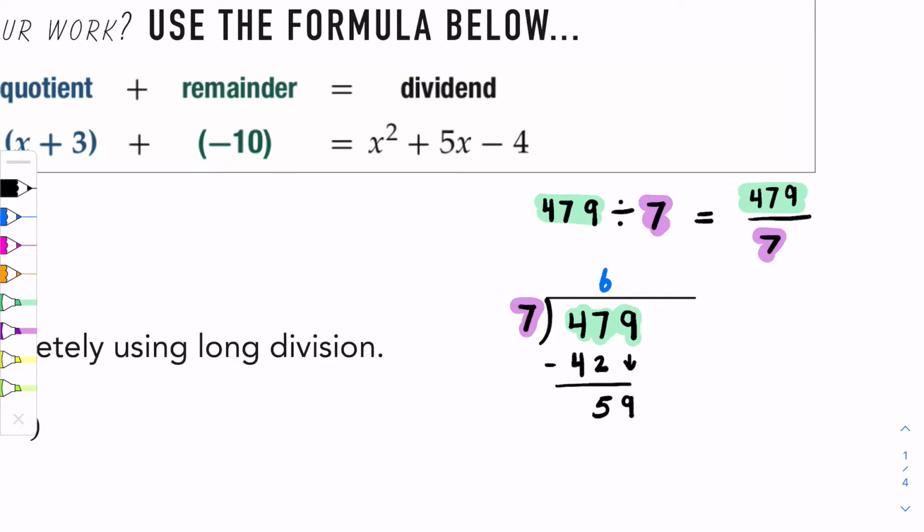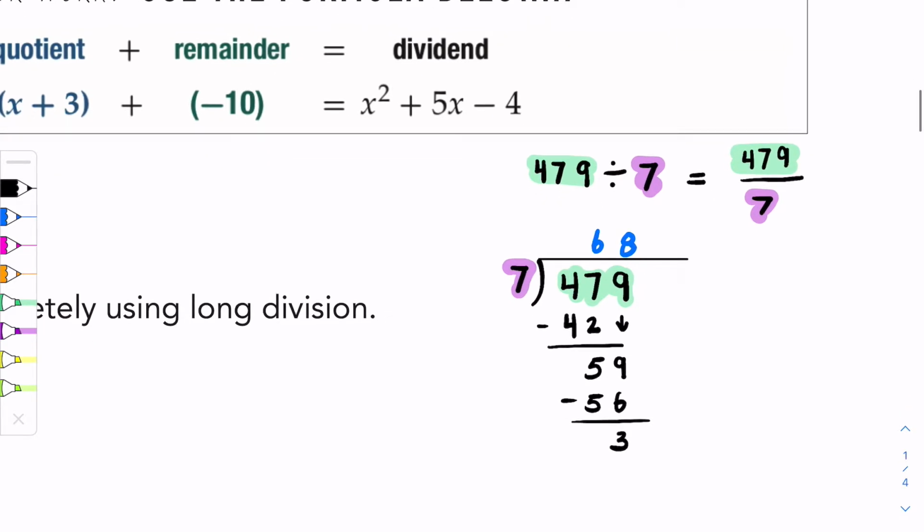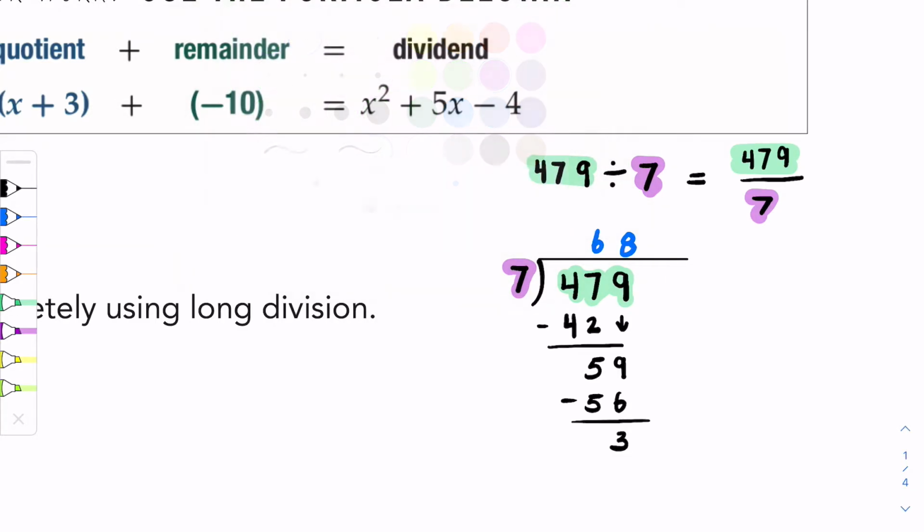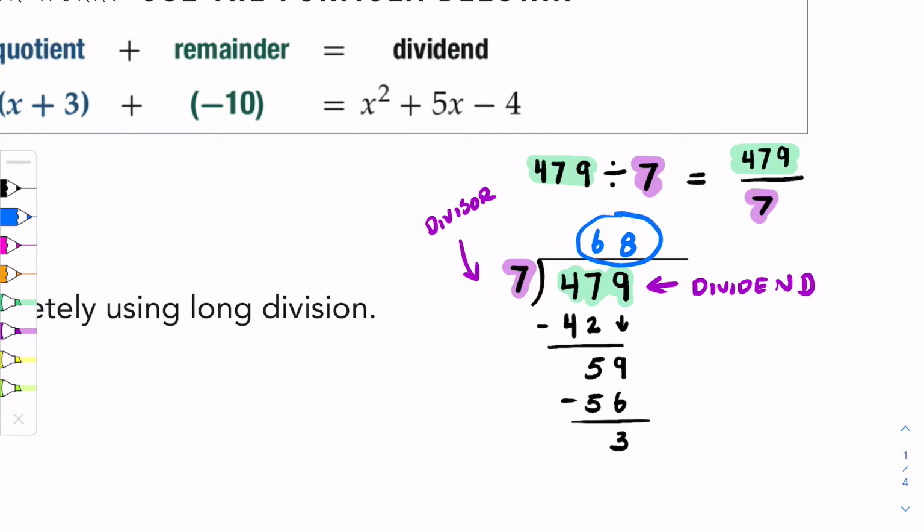You now have 59. Does 7 go into 59? It does not go into 59 evenly. It goes into 59 8 times. 7 times 8 is 56. Subtract this number. You're left with 3. So now, besides from having your divisor, which we wrote here, and your dividend, we just created what we call the quotient. And what we call the remainder.